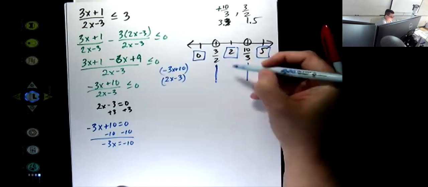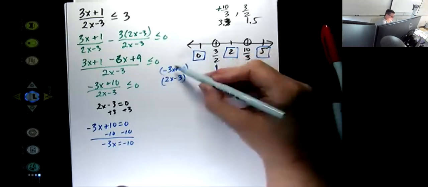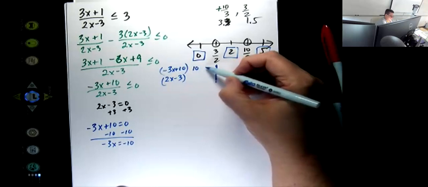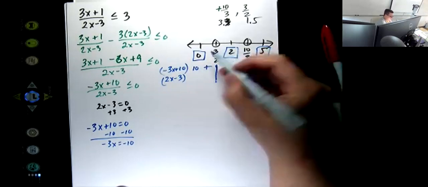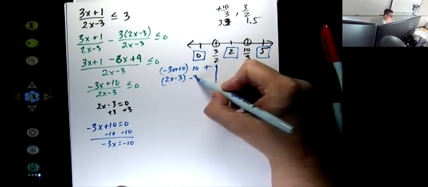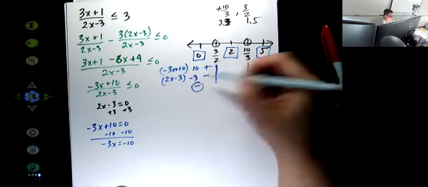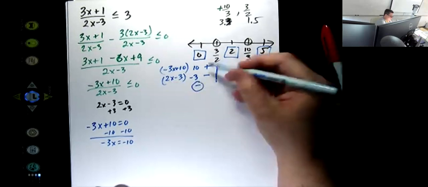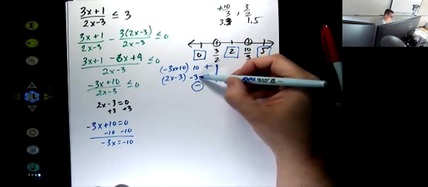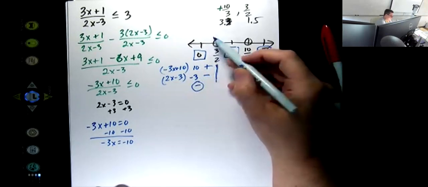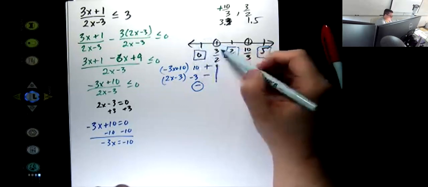So we got some regions. If I plug in 0, 0 here gives me 10, which is positive. 0 here gives me negative 3, which is negative. A positive times a negative is a negative. This is a negative region. It doesn't matter that it was 10 and negative 3 and it gets me negative 30. Everything on this side of the 3 halves should be negative.